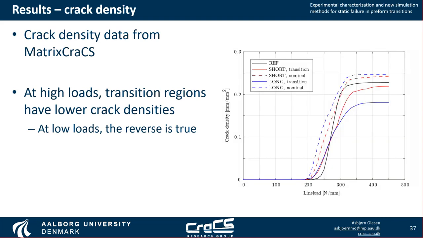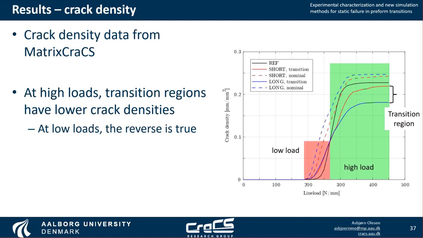This is a little bit more obvious when we separate the crack density out into the region types. So here we're looking at the crack density in the transition region for these curves. And for the high loads, this seems to be lower than the nominal regions, the continuous regions, which is what we want to see. However, for the low loads, it seems that the damage is occurring earlier and at higher rates.